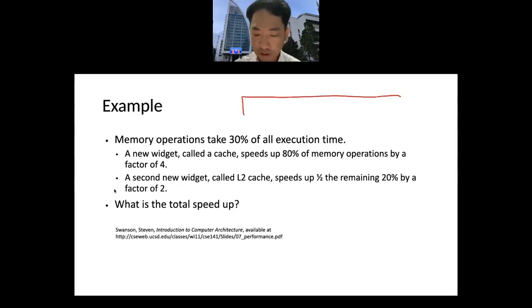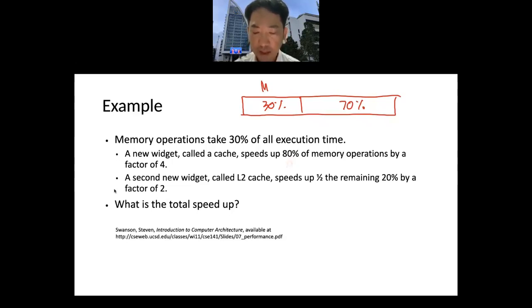It means that for 100%, the memory operation is 30%. This is the memory, and 70% remains untouched. It's the same. And we have a new widget called Cache, and it speeds up 80% of the memory operations by a factor of 4. What does it mean, the 80% of the memory operations?